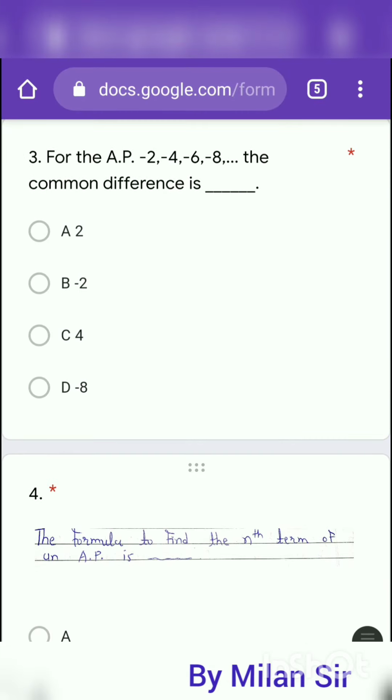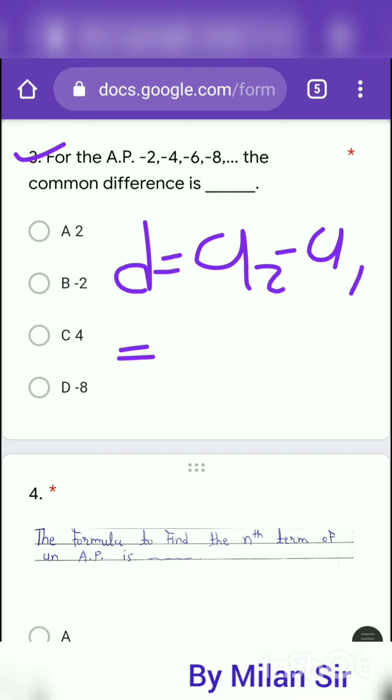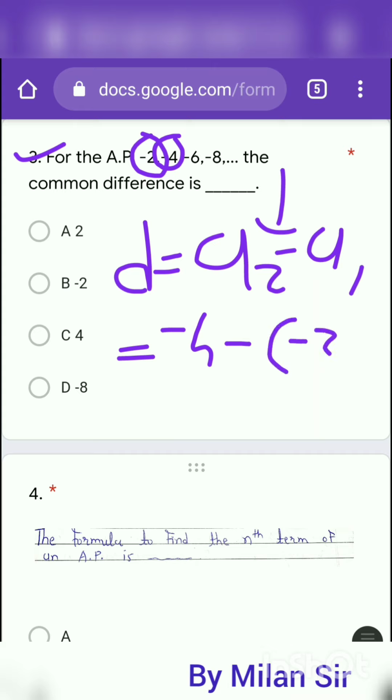After that, in question number 3: for the AP minus 2, minus 4, minus 6, minus 8, the common difference is? If we want to find the common difference D, it is second term minus first term, A2 minus A1. Here A2 is minus 4, right? Then this minus sign is as per the formula. Then A1, that means the first term itself, has a negative sign, so we need to write it in brackets, minus 2.